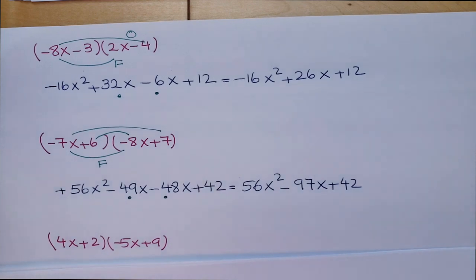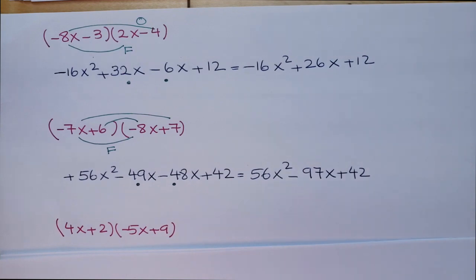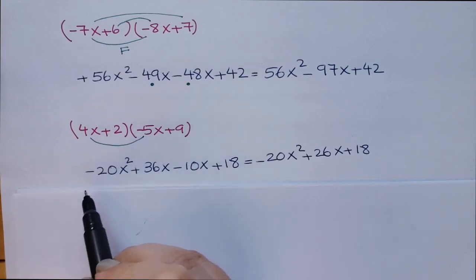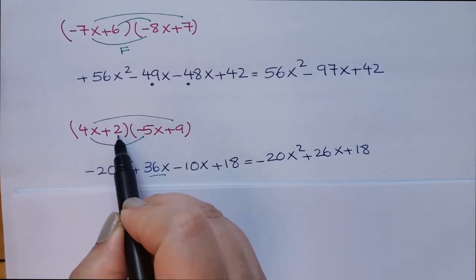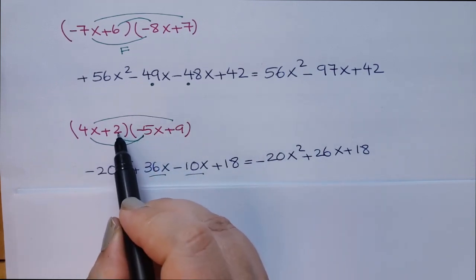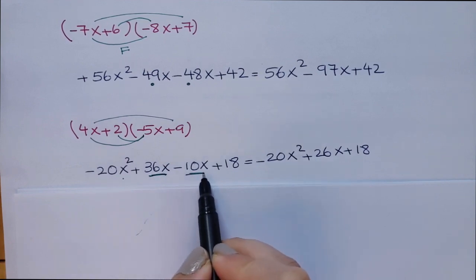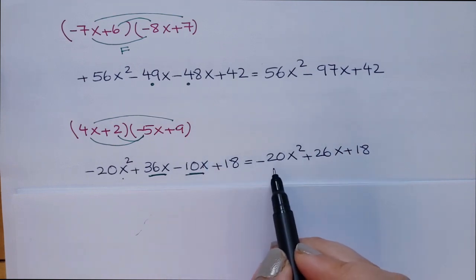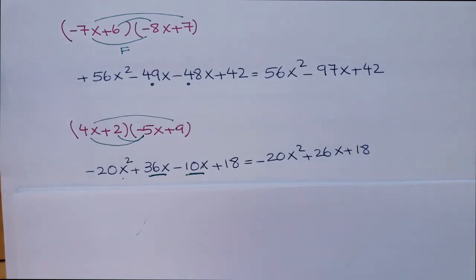More example, 4x plus 2 multiplied by negative 5x plus 9. So let's put it here. These two multiplied by one another, then these two, okay, then these two, negative 10x, these two, 18. Now next step would be finding the similar terms. These two terms are like terms. They are the same variables, the same exponents. I just add them together, 26x plus 18.